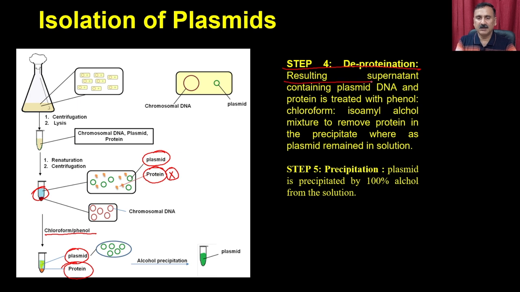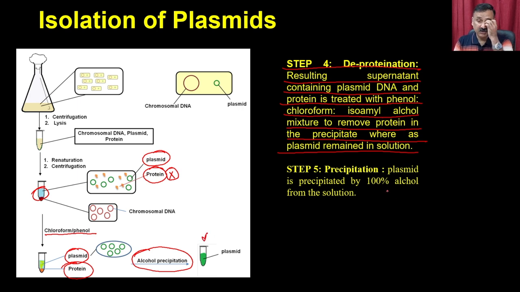The resulting supernatant containing plasmid DNA and protein is treated with a phenol chloroform isoamyl alcohol mixture to remove the protein in the precipitate, whereas the plasmid remains in the solution. And in step 5, you are going to do the alcohol precipitation. You add alcohol and that's how the plasmid is precipitated by 100% alcohol.